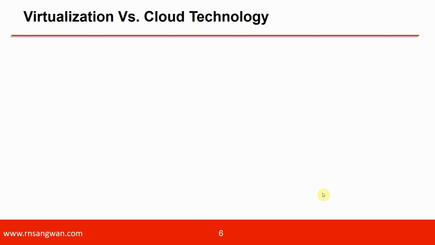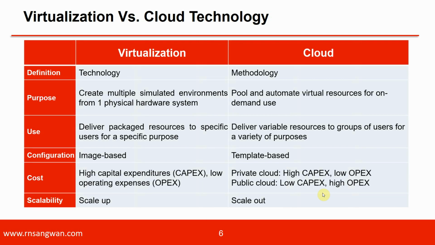So what is the difference between virtualization versus cloud computing? By definition, virtualization is a technology, whereas cloud is a methodology. The purpose of virtualization is to create multiple simulated environments from one physical hardware system or pool of hardware. But cloud is to pool and automate virtual resources for on-demand use. The most important part here is on-demand use. You need them, you provision them. You don't need them, terminate them.